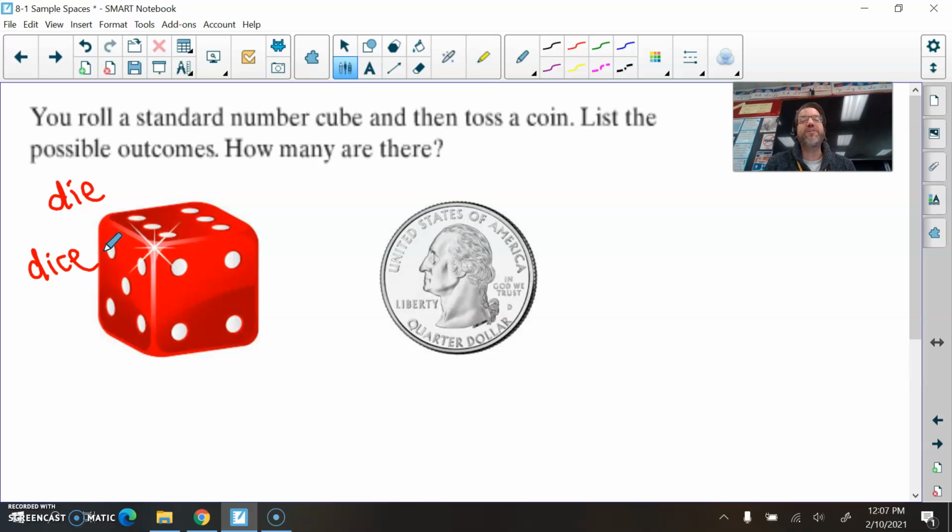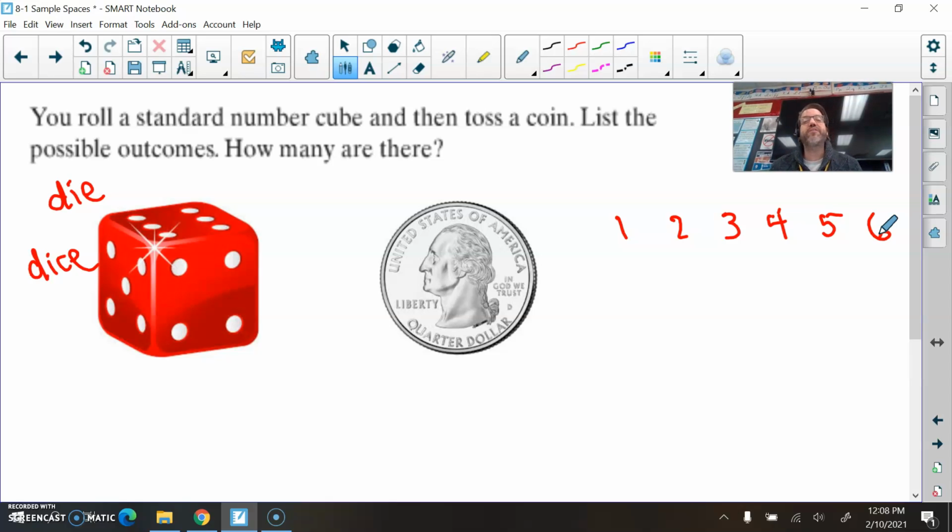All right, so you roll a standard number cube and then you toss a coin. I have a quarter over here. List the possible outcomes. How many are there? Well, if you list all your possible outcomes here, we could make a tree diagram to do this. Now, you have options. You could, since the die is shown first, maybe I'll just put 1, 2, 3, 4, 5, and 6 down, because those are the possible outcomes when you roll that die. It's either going to be a 1, a 2, a 3, a 4, a 5, or a 6.